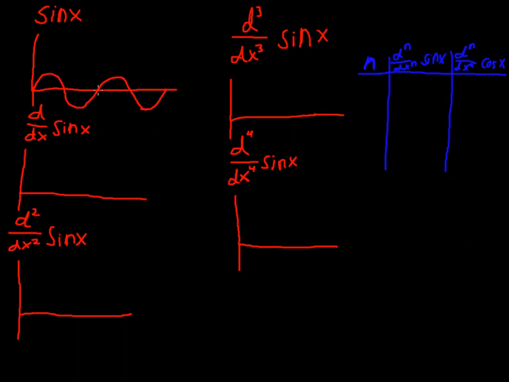That's 2 whole periods of sine of x. Now let's graph its derivative. So over here the derivative looks like it's about 1. Slope is about 1. So plot that.